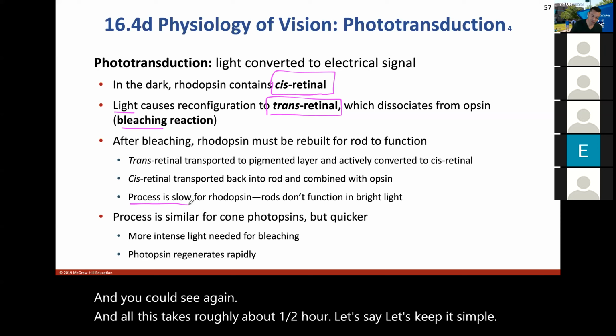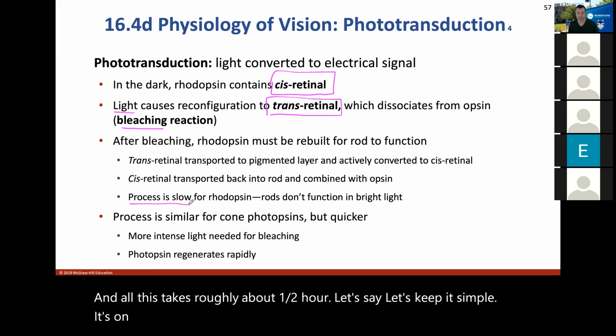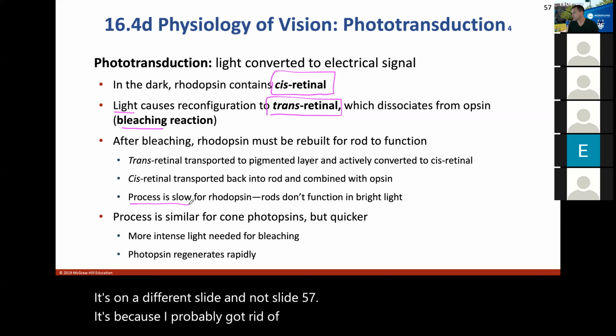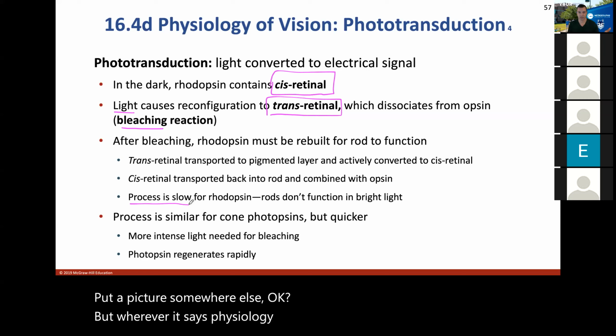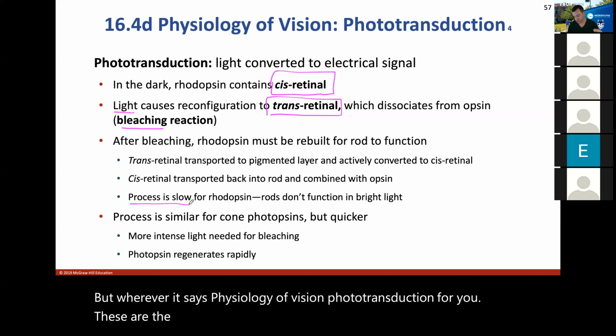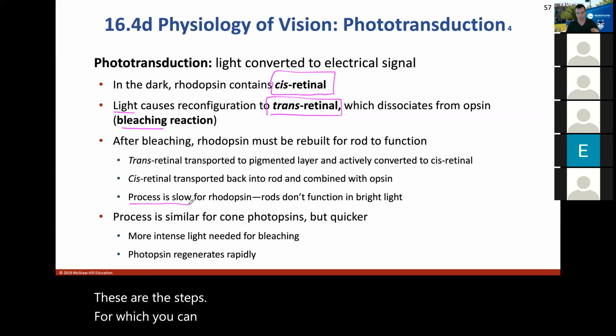If it's on a different slide and not slide 57, it's because I probably got rid of a slide, put a picture somewhere else, okay? But wherever it says physiology of vision, phototransduction, for you, these are the steps for which you can see in the dark.